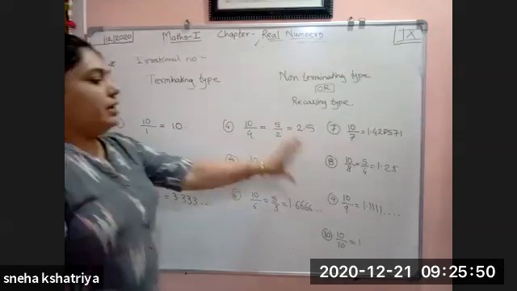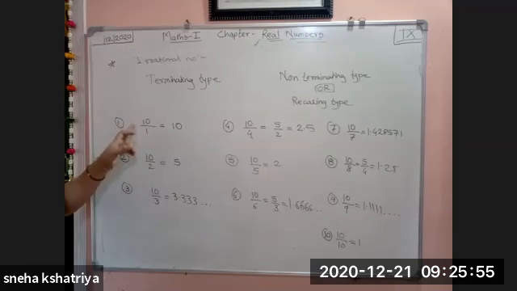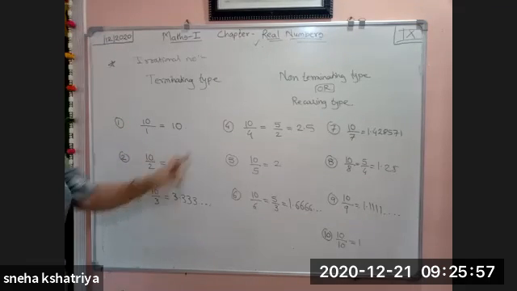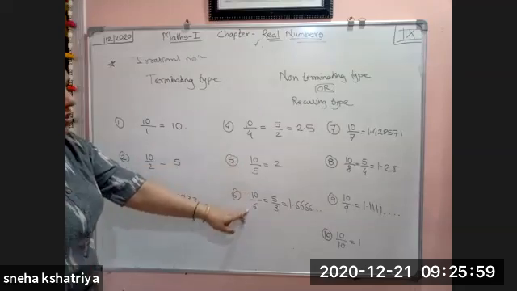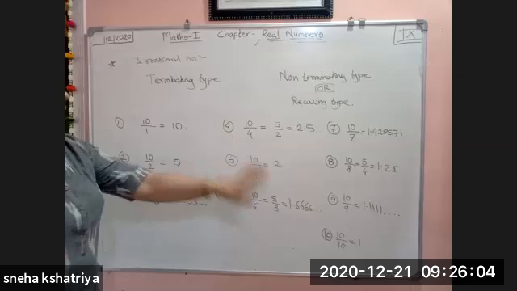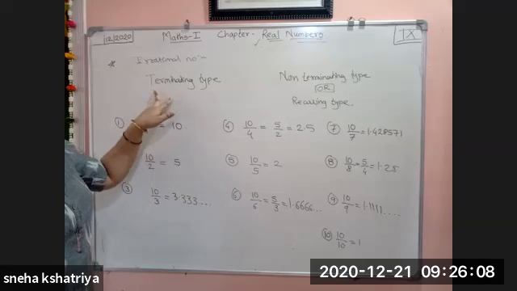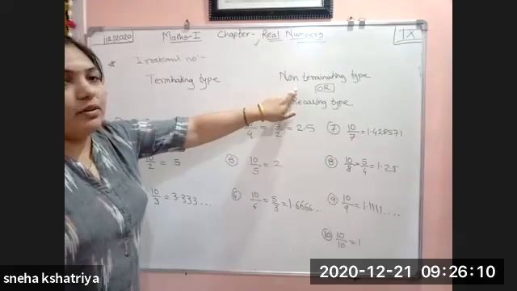So I have taken here 10 fractions: 10 upon 1, 10 upon 2, 10 upon 3, 10 upon 4, 10 upon 5, 10 upon 6, 10 upon 7, 10 upon 8, 10 upon 9, 10 upon 10. Why have I taken these 10? Because from these we have to find out which are the terminating type and which are the non-terminating type.